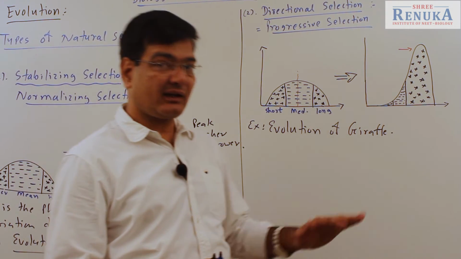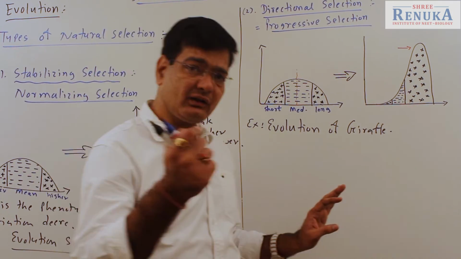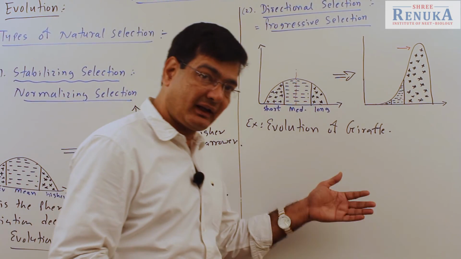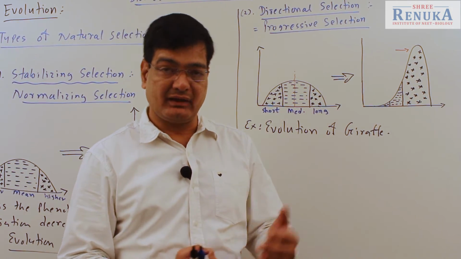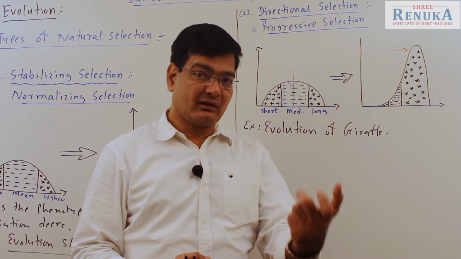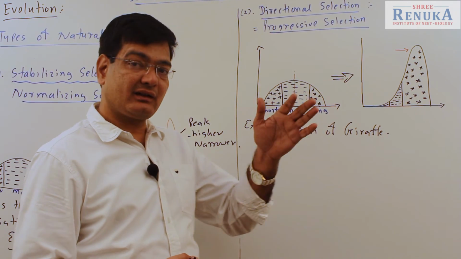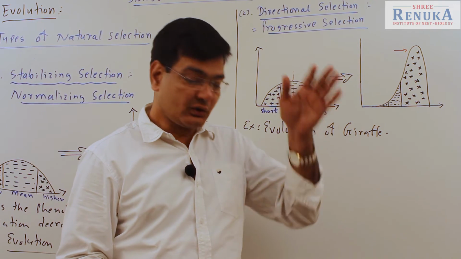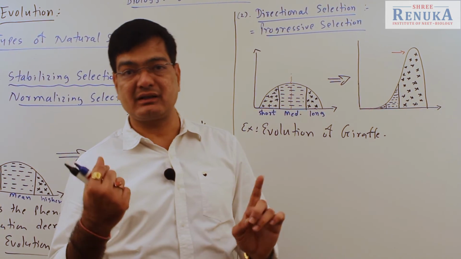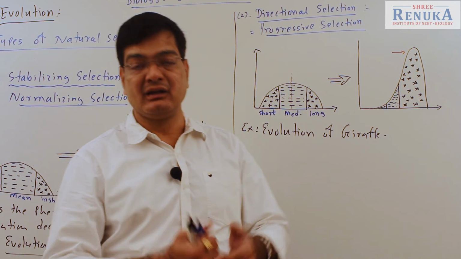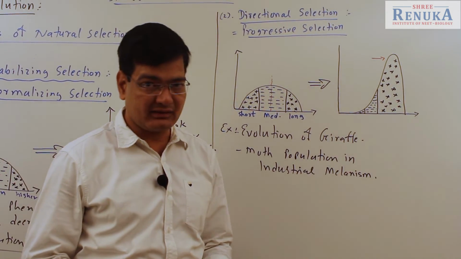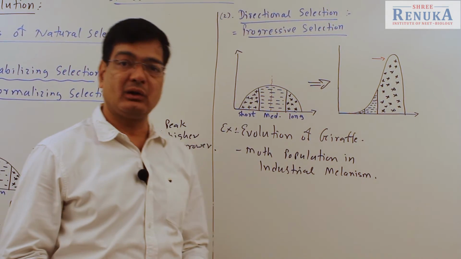So now, on the black background, when black color moth were sitting, they were not identified by the predators. But when the white color moth sat on the black background of the bark of the tree, they were easily identified by the predators. And now exactly the contrary condition happens, and this way the white color moth in that population goes on decreasing gradually, and the black color goes on increasing. So this is the reverse condition of the earlier, and this is again called natural selection. This way, moth population in industrial melanism is an example of directional or progressive selection.